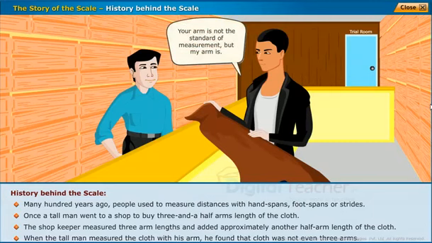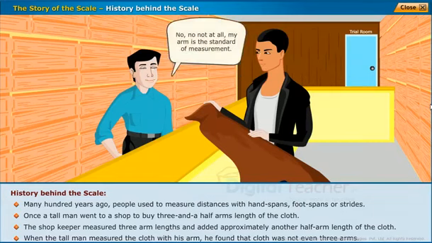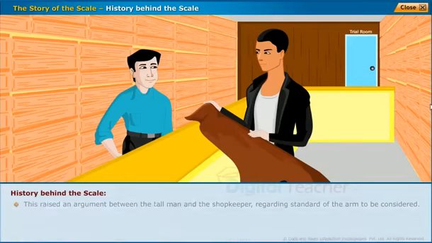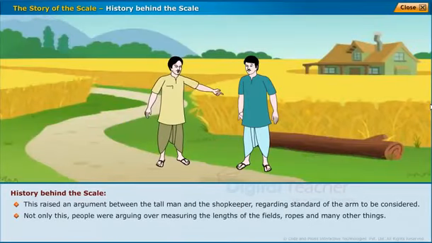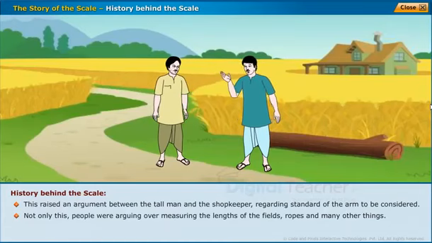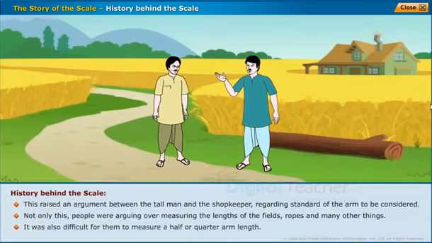Your arm is not the standard of measurement, but my arm is. No, not at all. My arm is the standard of measurement. This raised an argument between the tall man and the shopkeeper regarding standard of the arm to be considered. Not only this, people were arguing over measuring the lengths of the fields, robes and many other things. It was also difficult for them to measure a half or quarter arm length.